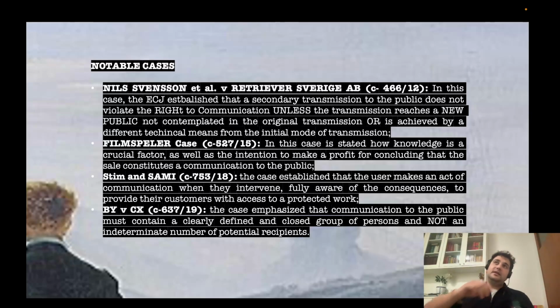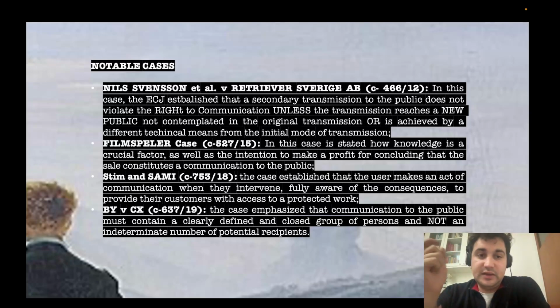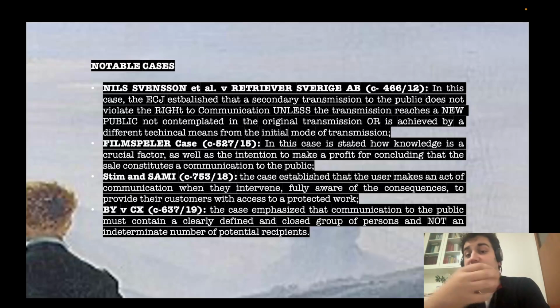What does it mean? That if with the new transmission I connect with many more people than the original transmission was intended for, then I would actually violate the right to communication. Or if that transmission is achieved by different technical means than the initial transmission was intended.